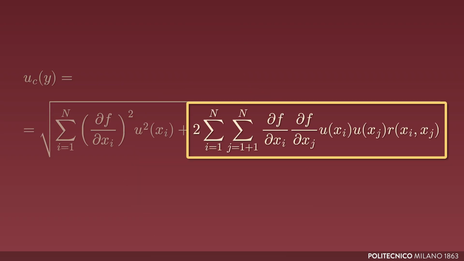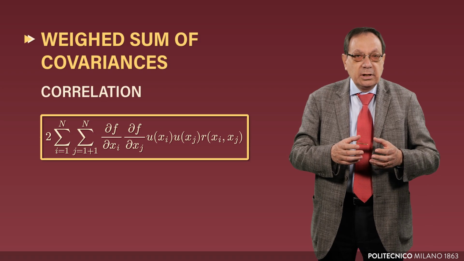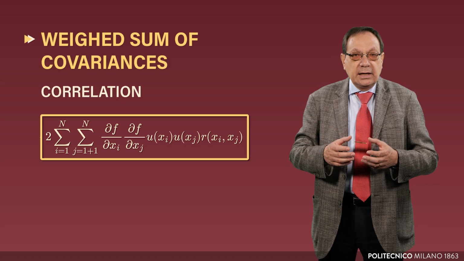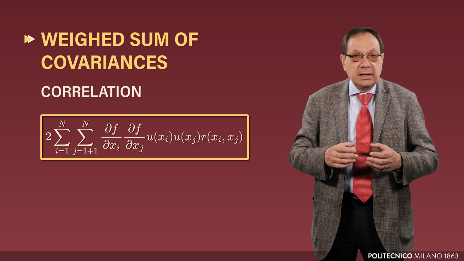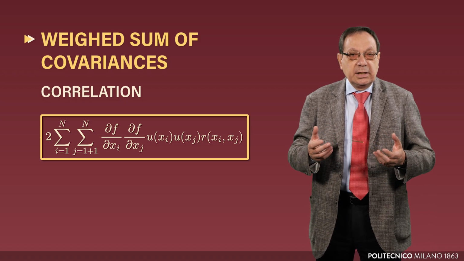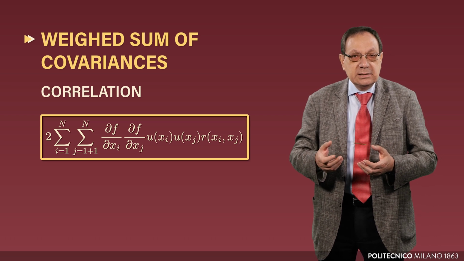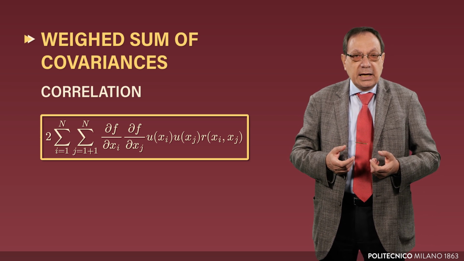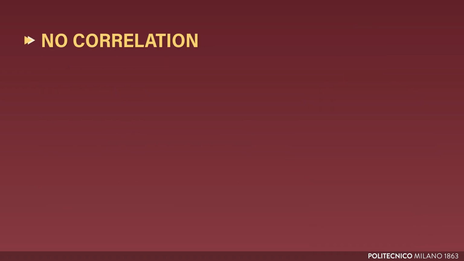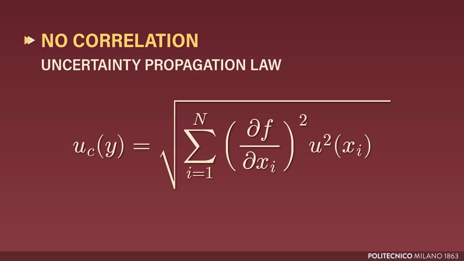The second term is a weighted sum of covariances and takes into account the dependence or correlation of a measured value xi on another measured value xj. The weights are always given by the partial derivatives and can result in either a positive or negative contribution depending on their sign. The presence of correlation can therefore contribute either to increasing or decreasing, depending on the sign, the combined standard uncertainty. In the case of no correlation, the second term is zero and the uncertainty propagation law is simplified as you can see here.